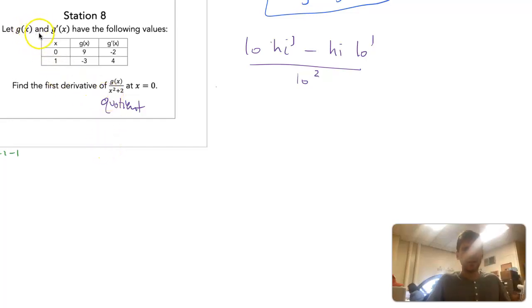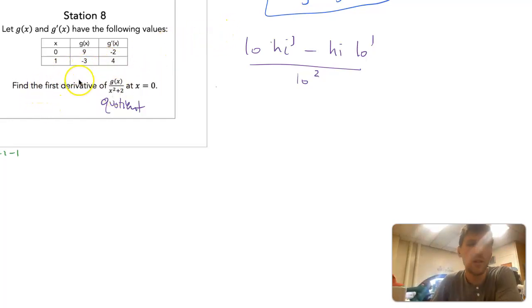Let g of x and g prime of x, bless you, have the following values given in the table. When x is 0 and 1, we have that g of x would be 9 and -3 respectively. G prime of x would be -2 when x is 0 and 4 when x is 1.